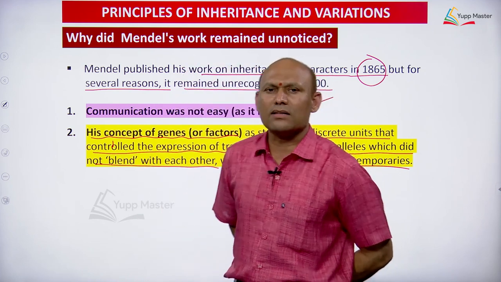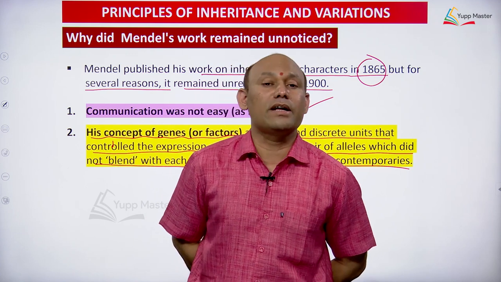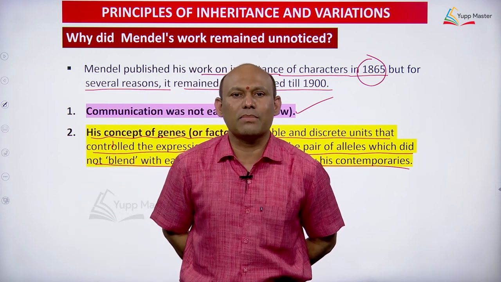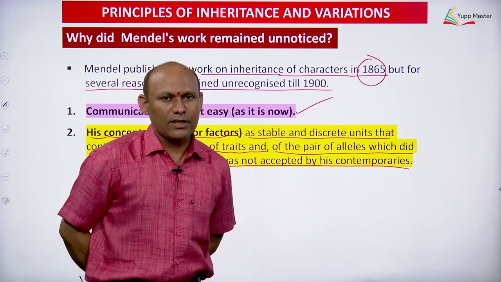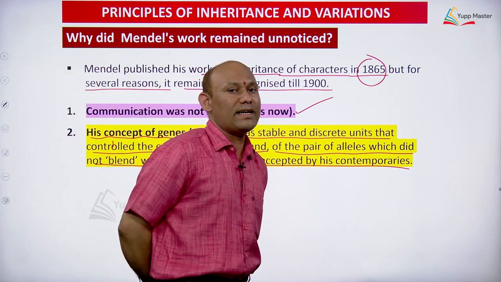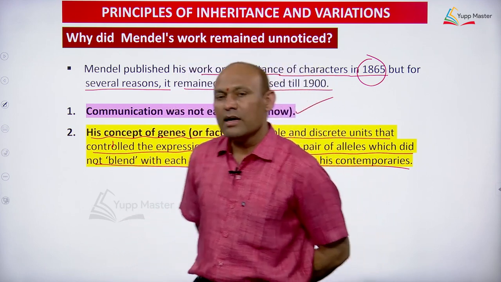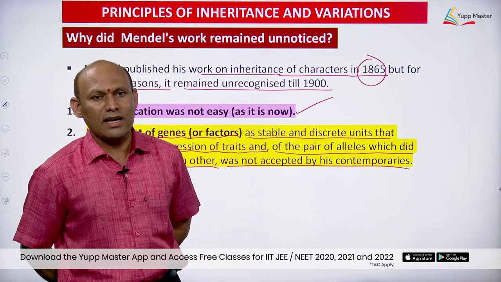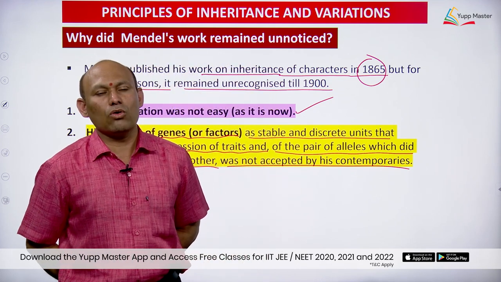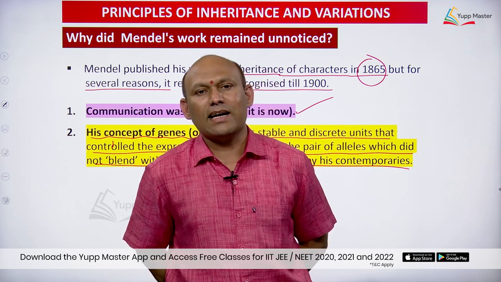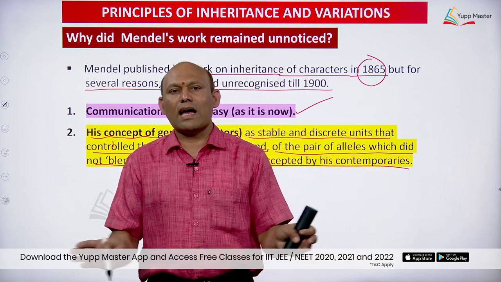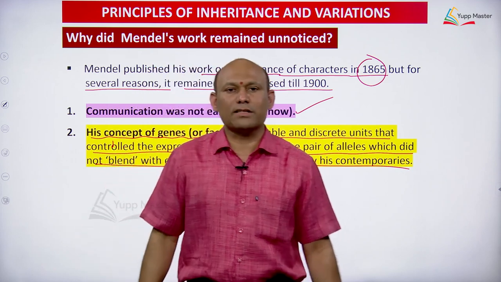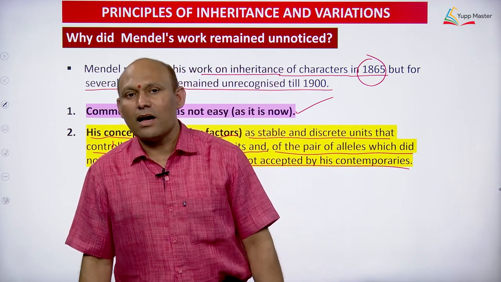Mendel said there are some factors, some discrete elements, transmitted from one generation to another. He also proposed the law of segregation. Whenever two different factors come together, they may not show blending. They segregate. So in the F1 generation, though the different factors are brought together, they separate during gamete formation, and in the F2 generation, the recessive character is expressed. All these were said by Mendel.